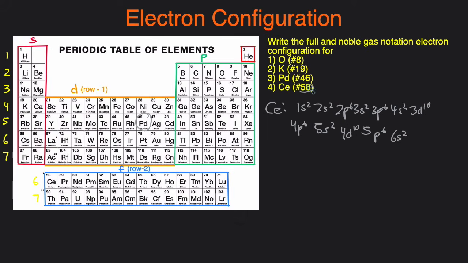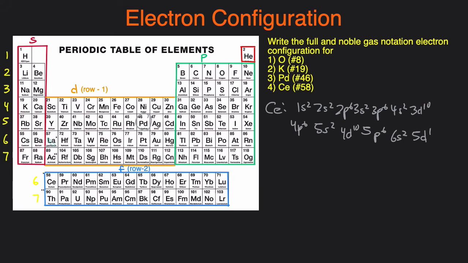Remember, we're trying to go for number 58. So we just finished number 56. Now we're going to go to number 57. So for 57, notice it's just 57, and then we have to move on to 58 here. So 57, La, that is in the d block, and d is going to be the row minus 1, so it'll be 5d, and there's only one element that we can walk here before we have to move on to 58. So that's just going to be 5d1.